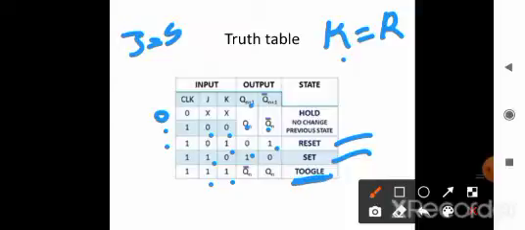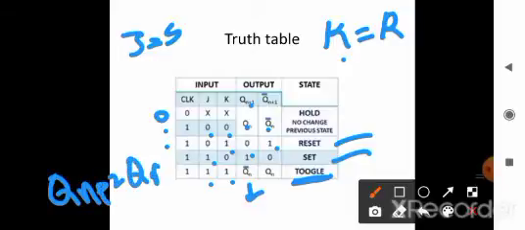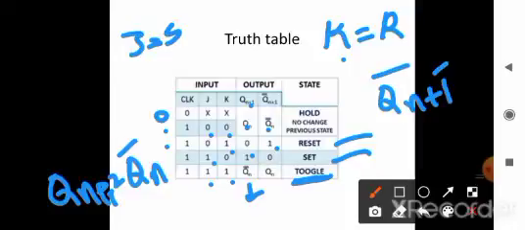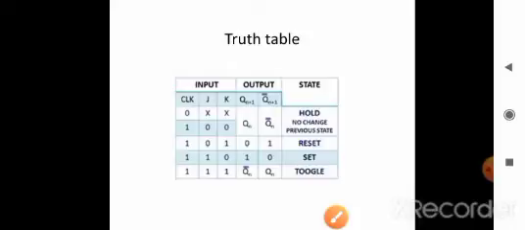So toggle condition means here Qn plus 1 is equal to Qn complement, and Qn plus 1 complement is equal to Qn. So this is the condition for the toggling. Okay, now we just see the characteristics table of a JK flip-flop.